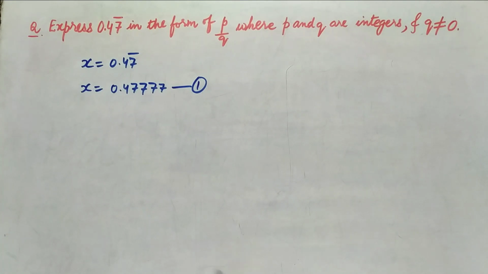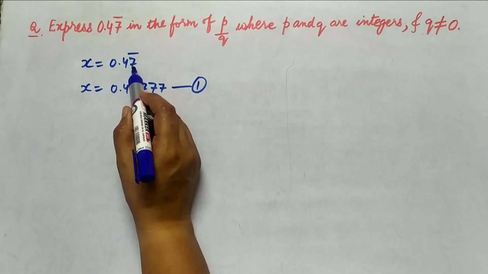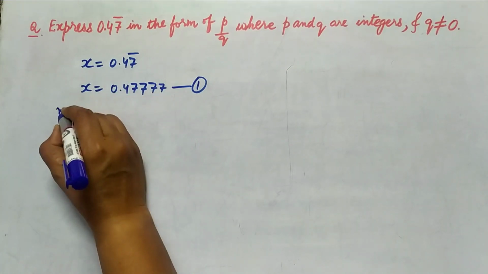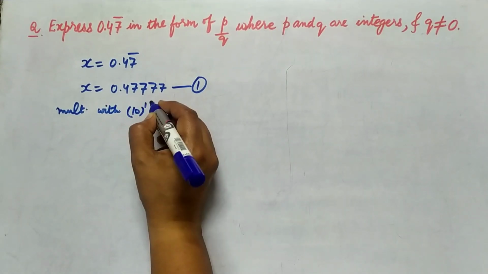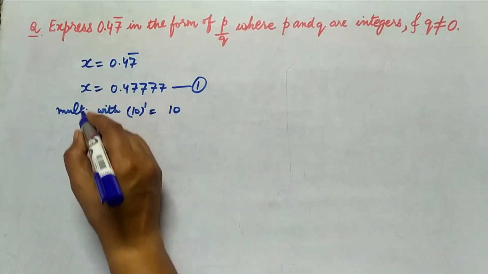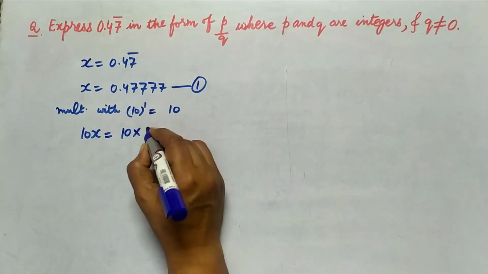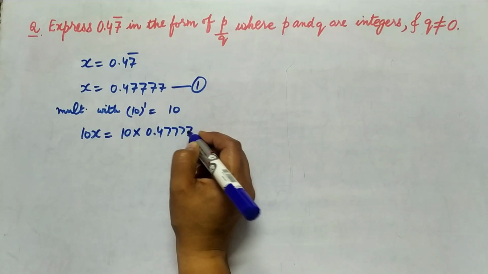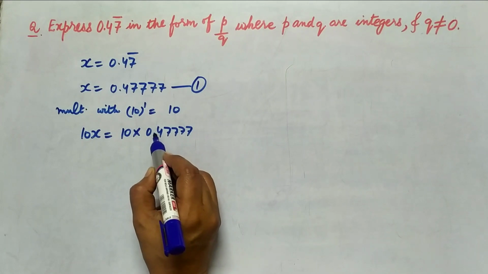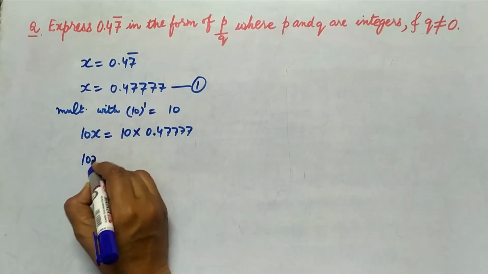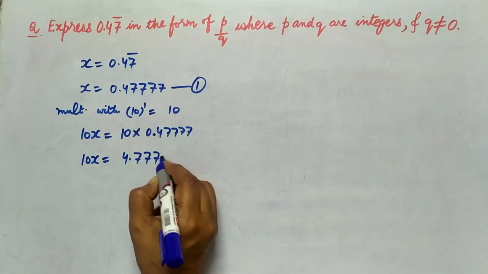Again, we have to multiply by a power of 10. Because only one digit is recurring, we multiply both sides by 10 raised to power 1, that is 10. So it becomes 10 into x, 10x, and 10 into 0.47777. This we do to shift the decimal. Left hand side is 10x, and the right hand side becomes 4.7777.